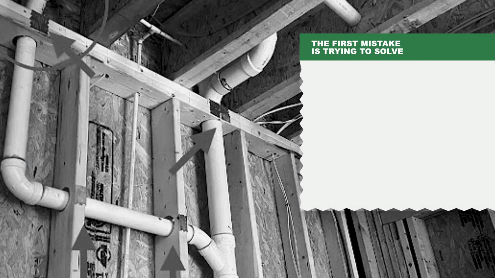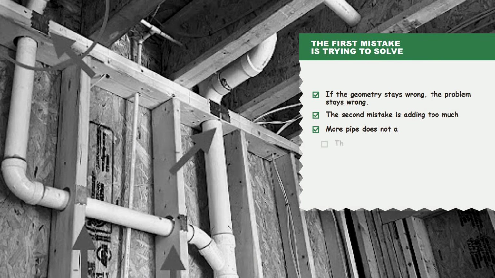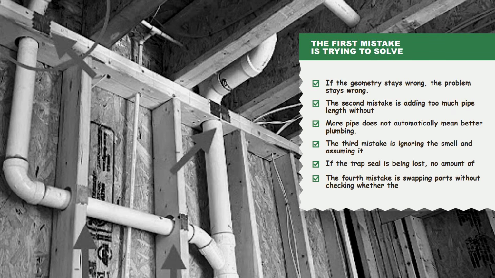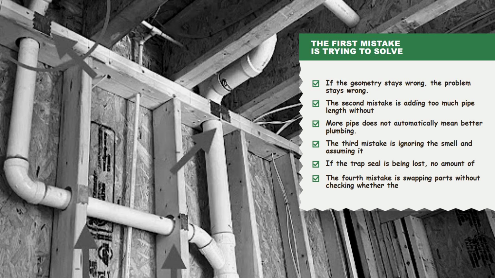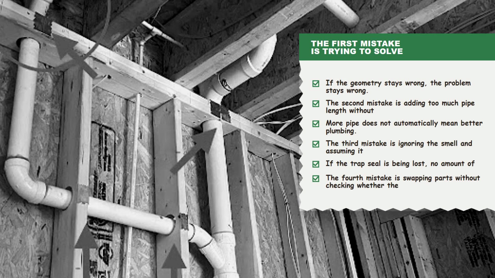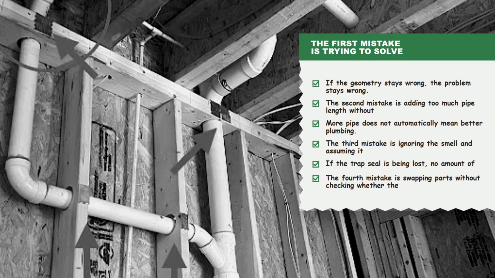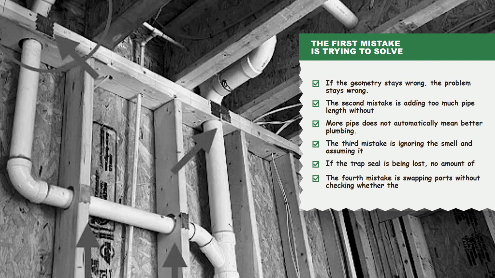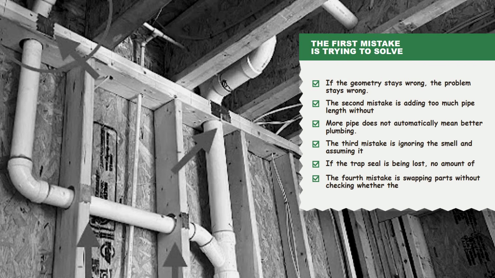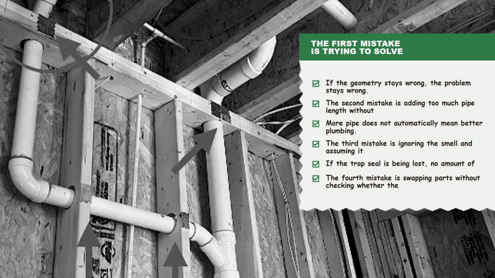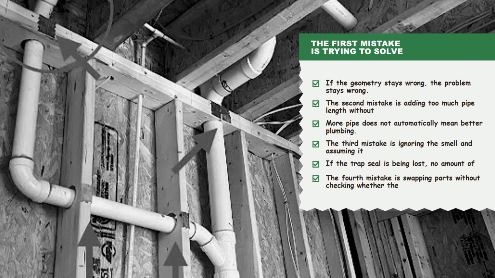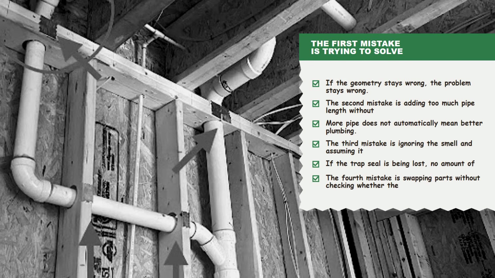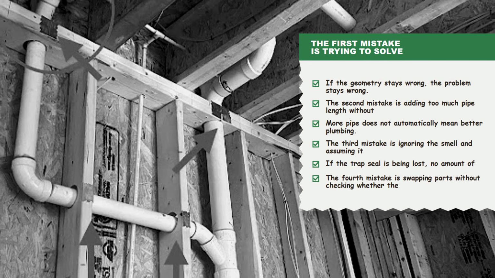The first mistake is trying to solve an S-trap problem with a random fitting from the hardware store. If the geometry stays wrong, the problem stays wrong. The second mistake is adding too much pipe length without thinking about venting and slope. More pipe does not automatically mean better plumbing. The third mistake is ignoring the smell and assuming it is just a cleaning issue. If the trap seal is being lost, no amount of bleach will fix the root cause. The fourth mistake is swapping parts without checking whether the whole system is permitted by code. A trap is one part of a larger drain network. If the network is not right, the trap alone cannot save it.